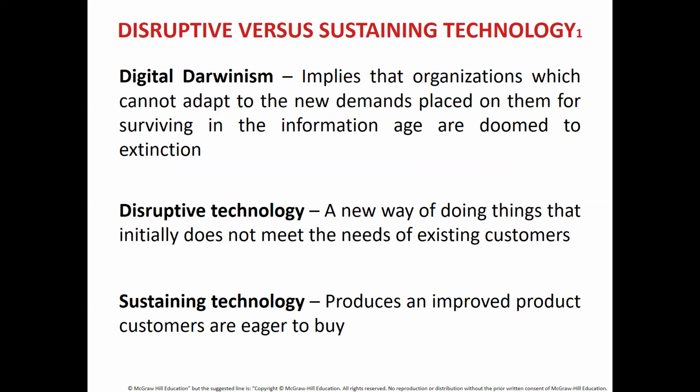Disruptive versus sustaining technology. Digital dynamism implies that organizations which cannot adapt to the new demands placed on them for surviving in the information age are doomed to extinction. Disruptive technology, a new way of doing things that initially does not meet the expectations and the needs of existing customers. Sustaining technology produces an improved product customers are eager to buy.